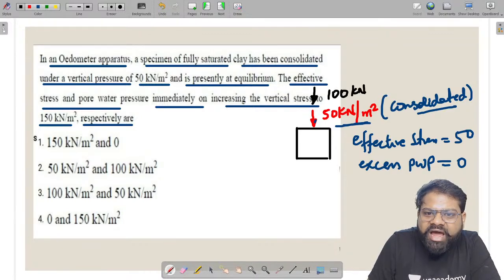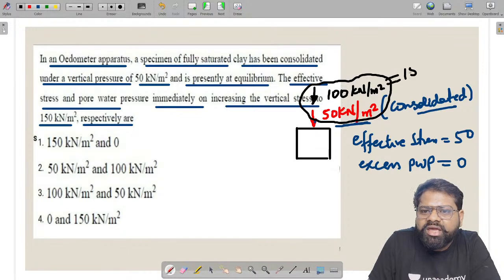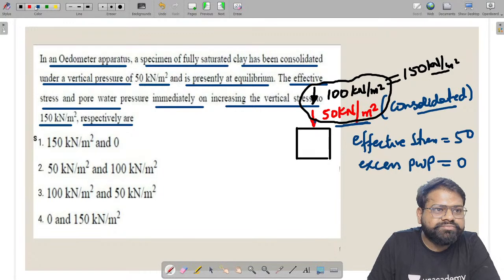बाहर से you have applied कितना? 100 किलोन्यूटन पर मीटर स्क्वायर. That's why the total would come out to be 150 kilonewton per meter square. Now he is saying, immediately tell me the effective stress and pore water pressure.